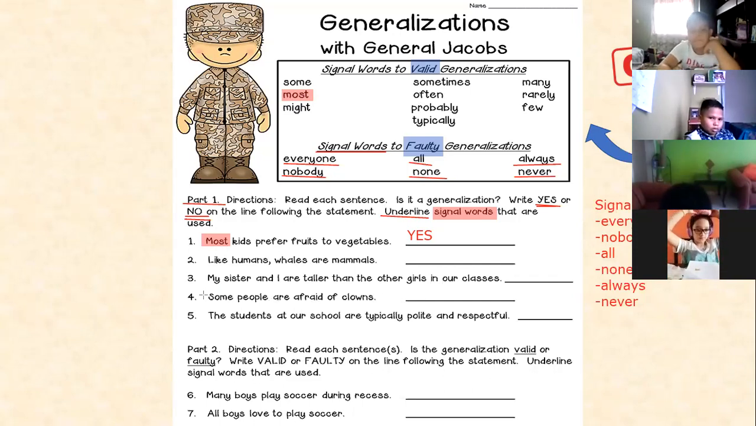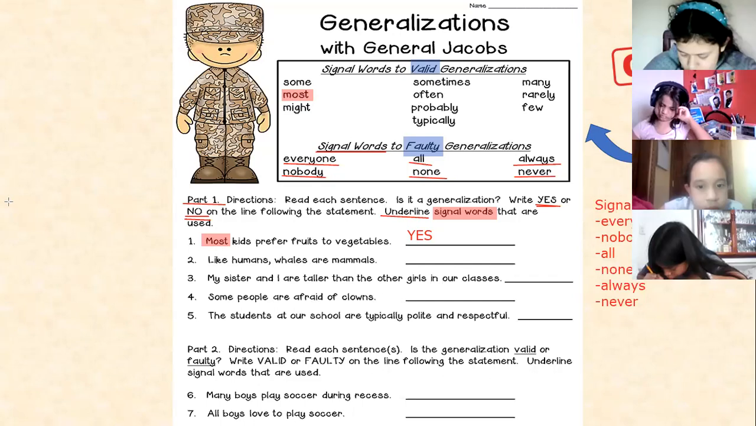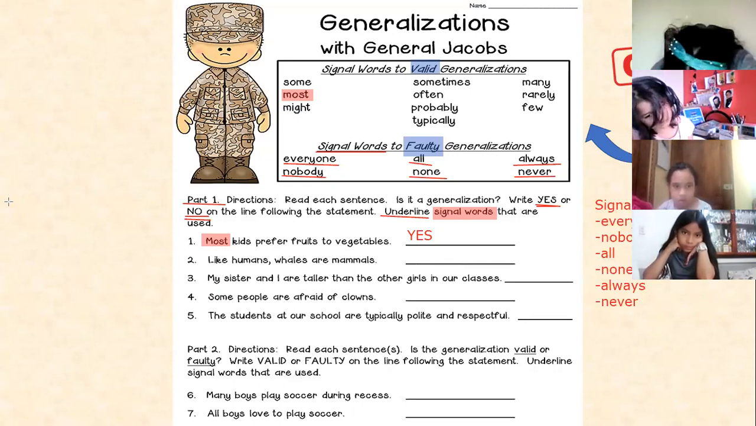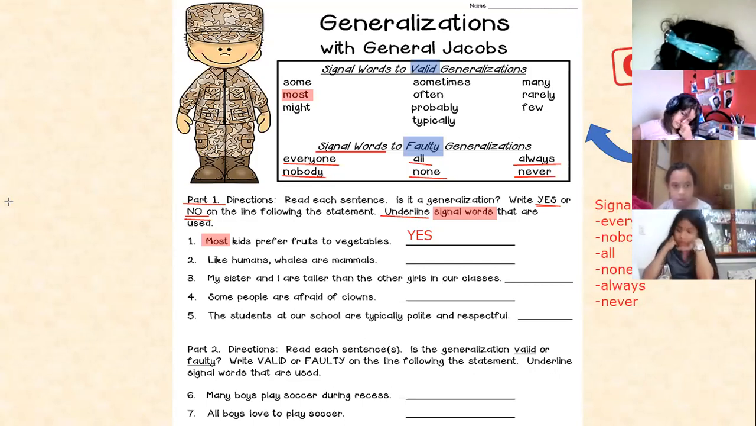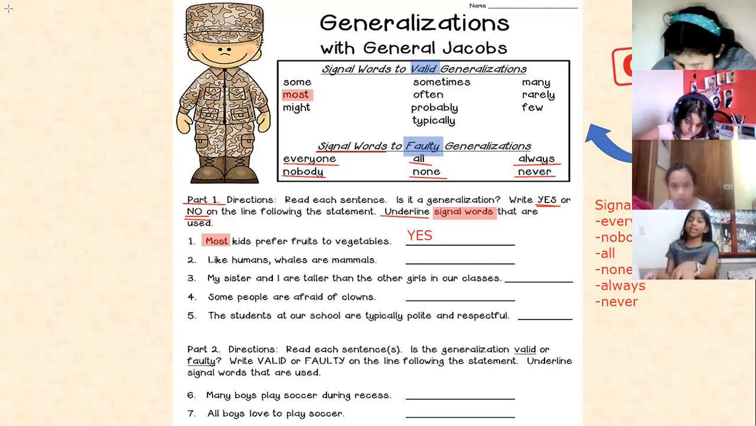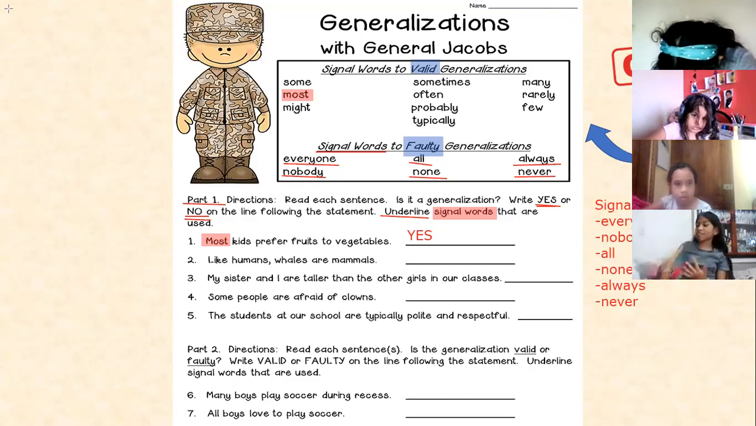Most kids prefer fruits. What do you prefer to eat? An apple or a piece of broccoli? Apple. Okay, green apples. You prefer a sweet apple, a piece of apple, than a piece of broccoli. That's what it says: most. Probably some kids prefer to eat the piece of broccoli instead of the piece of apple. So most means almost all the kids, but not 100%. That's why it is valid.